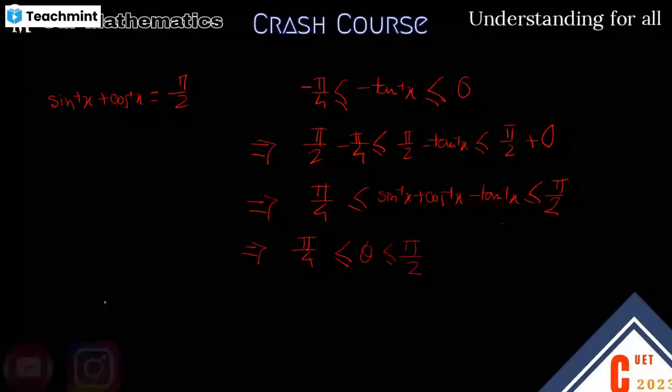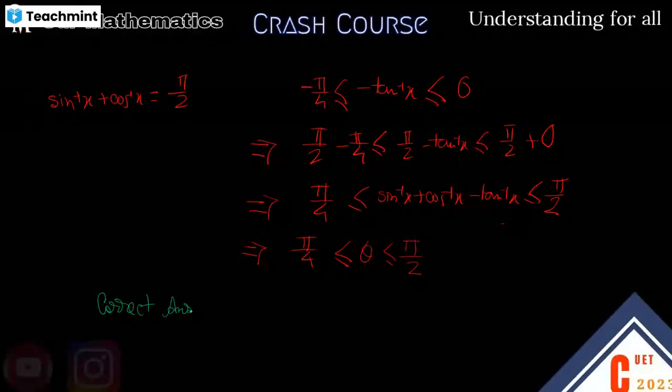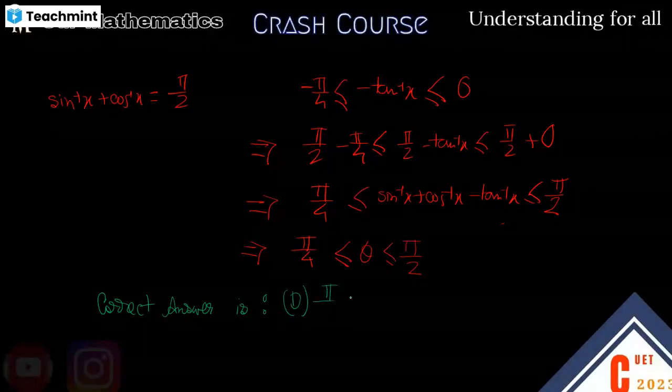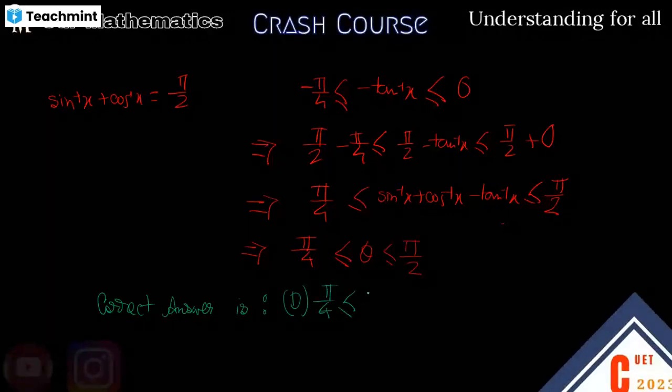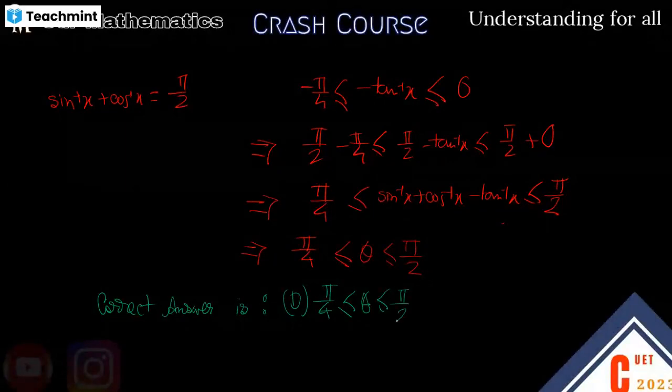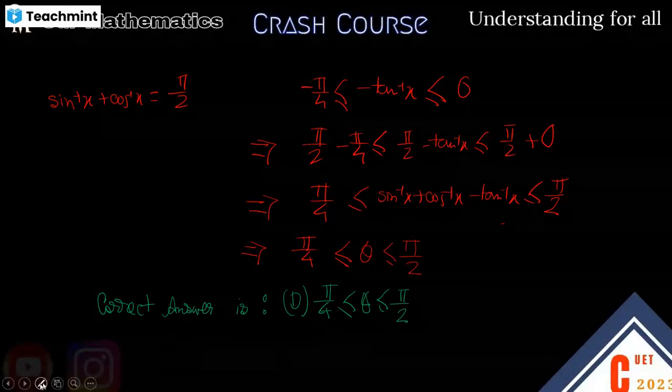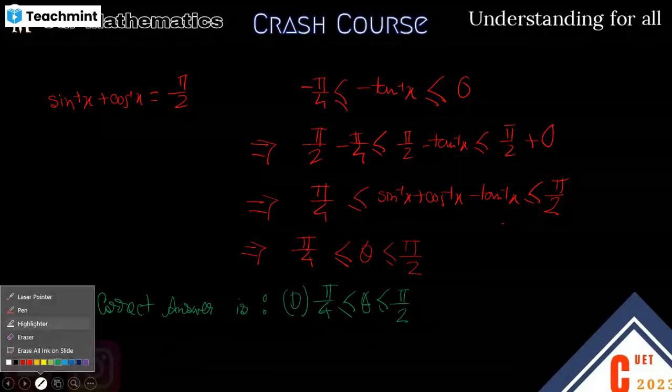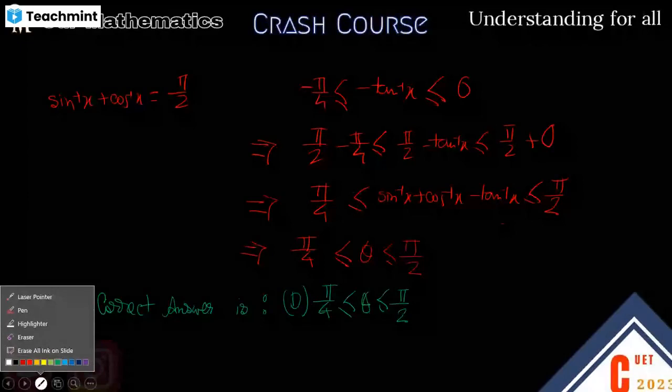Correct answer is pi by 4 is less than or equal to theta is less than or equal to pi by 2. Okay, I hope you have understood the question. Let's move to the next section. What is next? Okay.